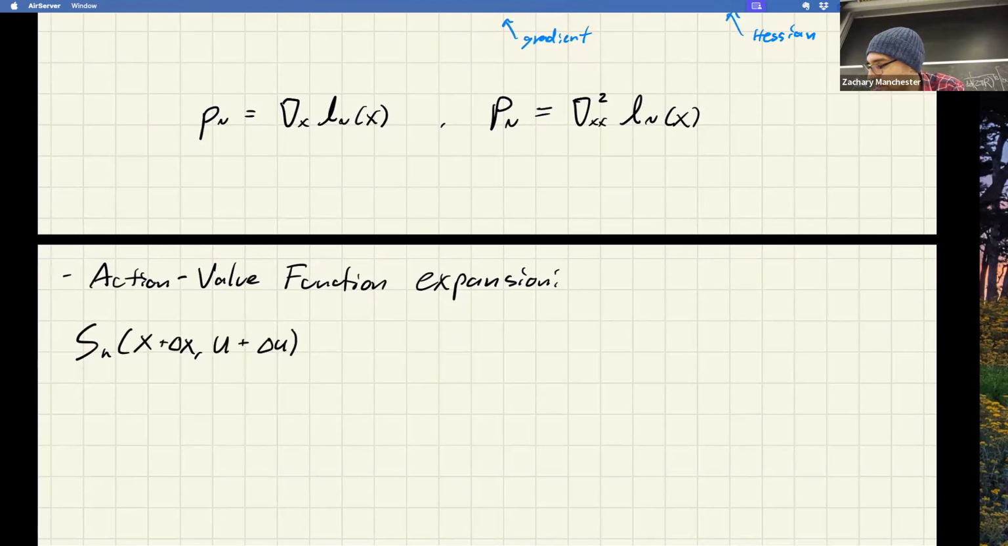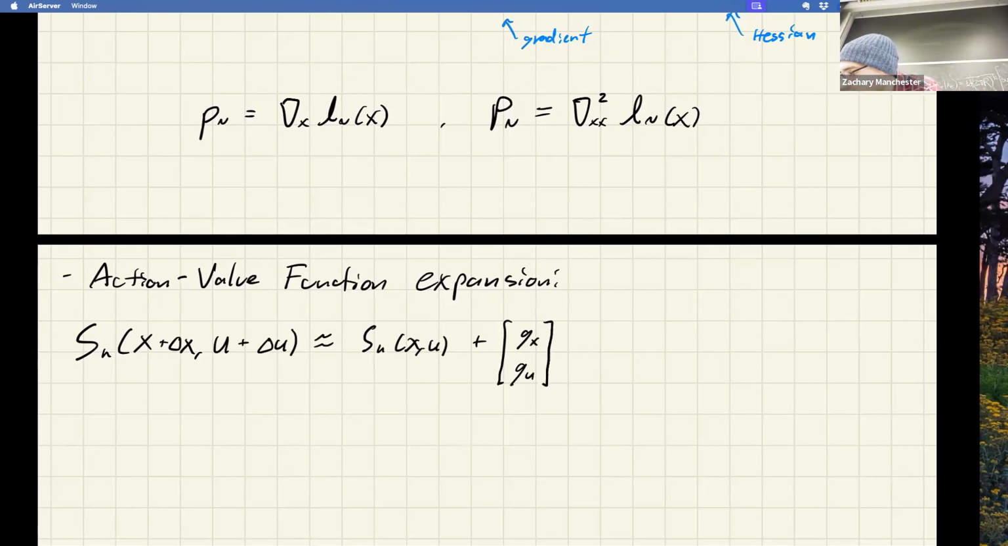And so if I Taylor expand this to second order, I'm going to get the constant term at x and u. Then I'm going to get a gradient term. And I'm going to use little g and big G for the gradient and Hessians of this guy. So we've got a gradient term, and I'm going to separate out the x and u components of this guy. So that looks like that, times delta x, delta u.